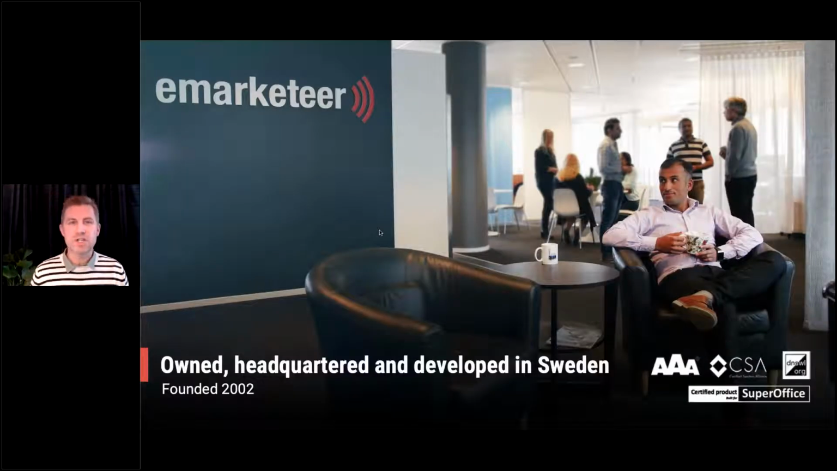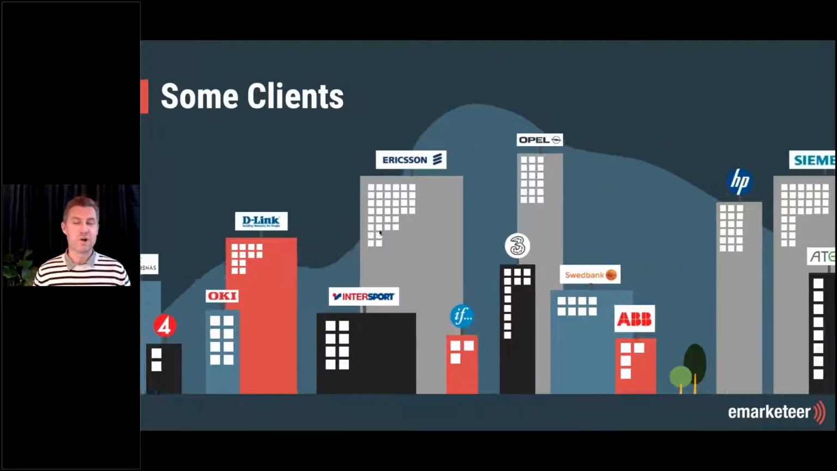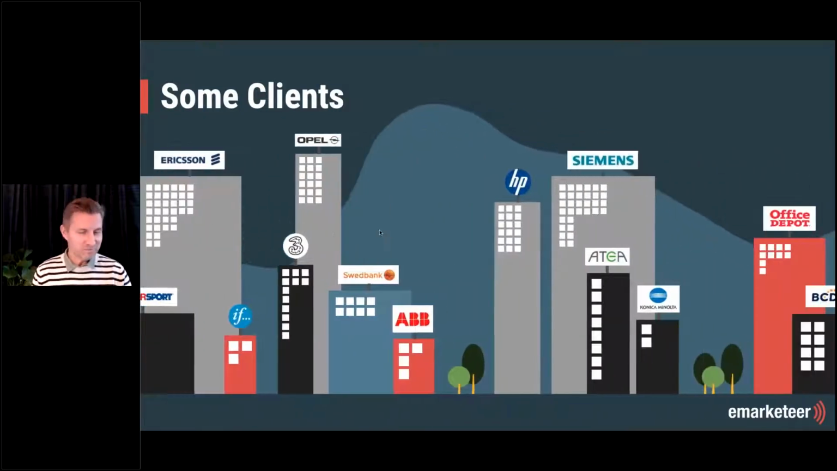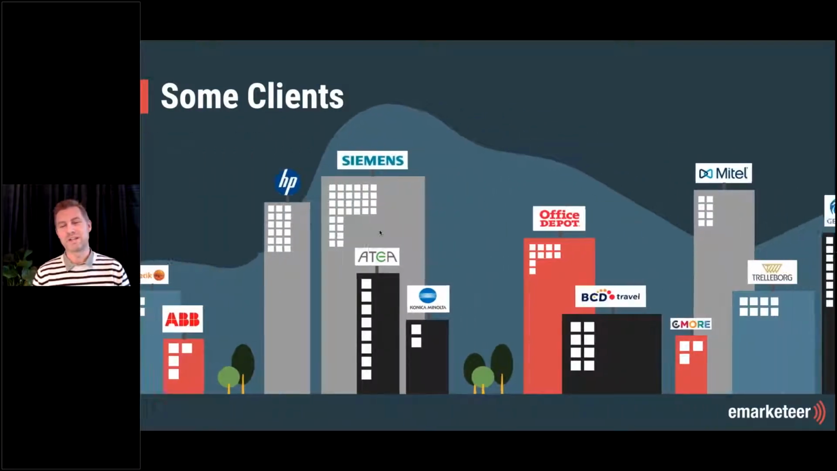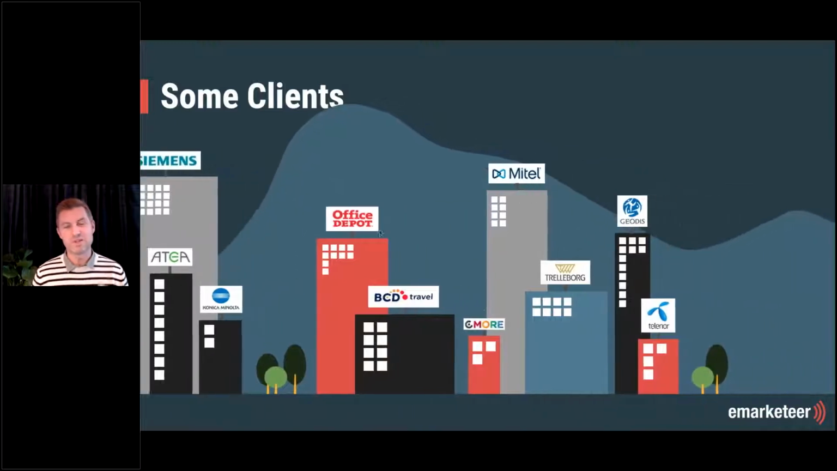eMarketeer is a Swedish company. We were founded in 2002 as a marketing automation platform. We've partnered with SuperOffice 7 or 8 years ago or so and have developed a tight integration between the marketing platform and the SuperOffice CRM suite. We use SuperOffice ourselves every day, so we're quite used to talking about the use cases between these two systems.